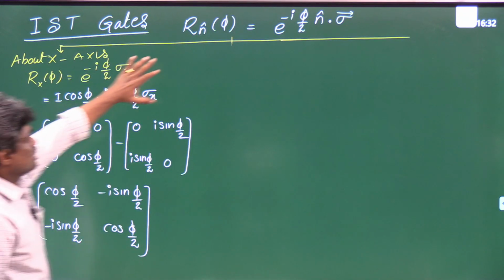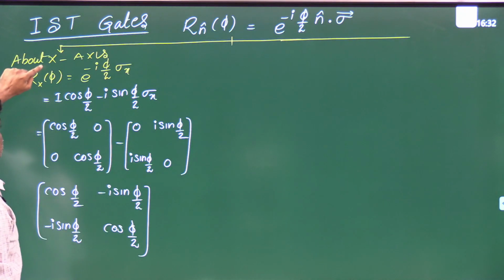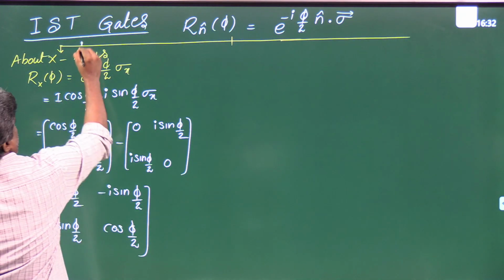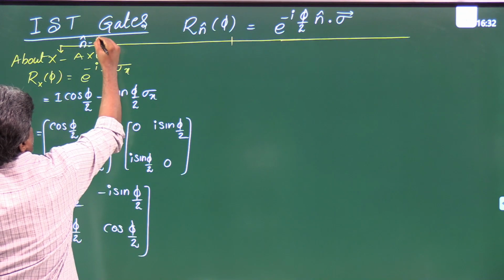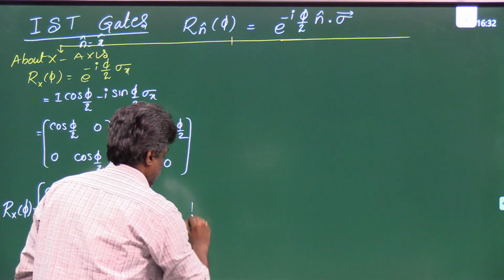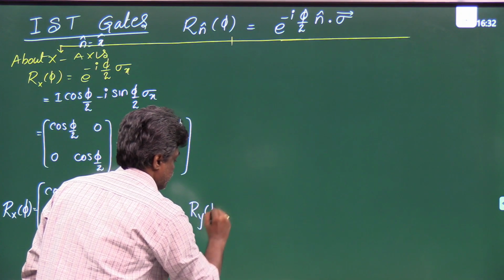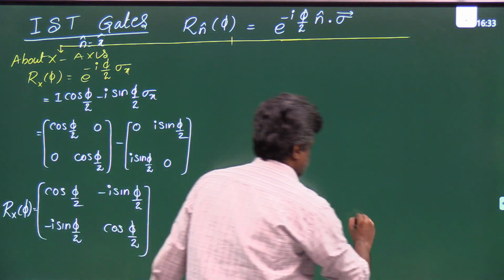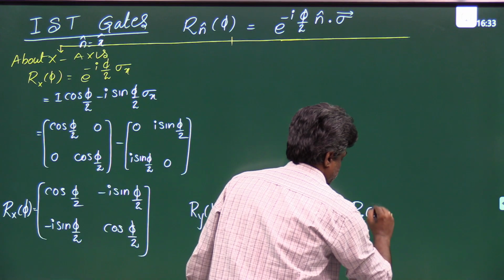So please take the rotation operator and take this n cap as x cap and proceed. So this will be your rotational operator about x-axis. So similarly, I need Ry of phi and next Rz of phi.